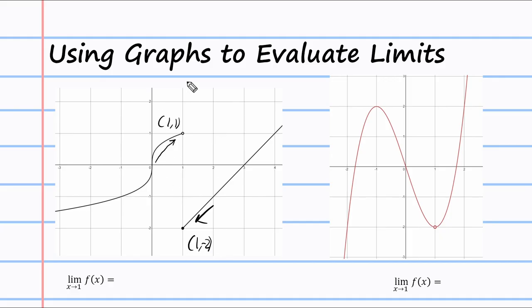And see how these two are not the same? So that means that this limit does not exist. In order for a two-sided limit to exist, both sides have to approach the same value.